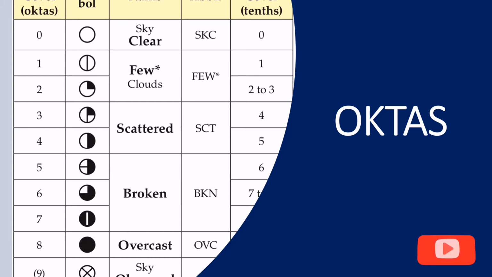Now, if you have cloud cover between 5 and 7 octas, that is presented as broken. That means there we use the abbreviation BKN, Bravo Kilo November, to mean broken clouds at a particular height.